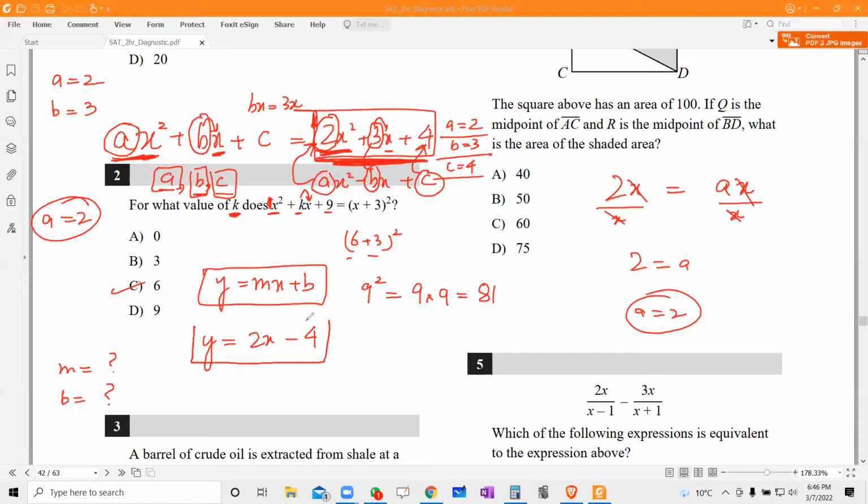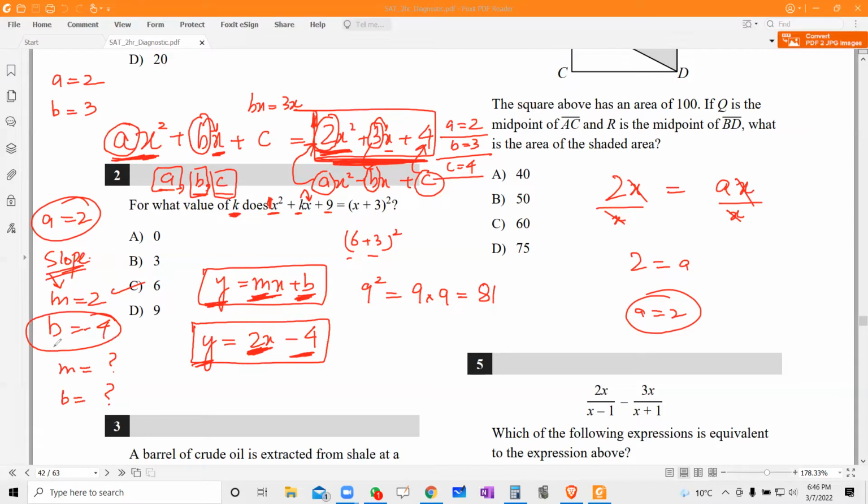You can again compare the two equations. y and y are equal, but mx is 2x. That means m is 2. Exactly. So m is 2. m means the slope. Slope is 2. And b is 4. Negative 4, not 4. Yeah, it's negative 4. So b is negative 4.